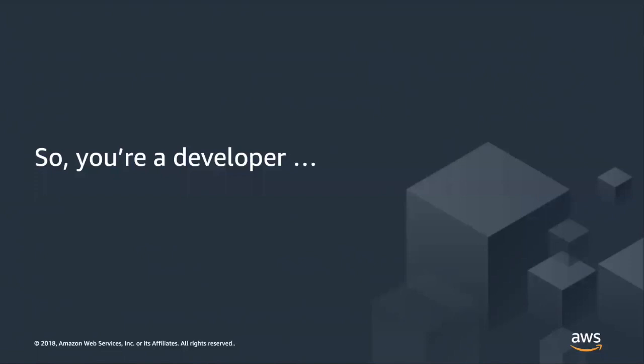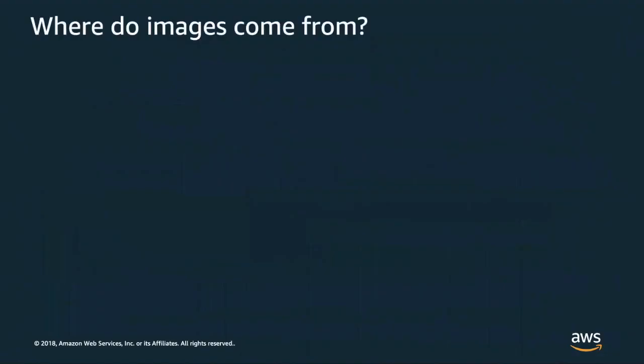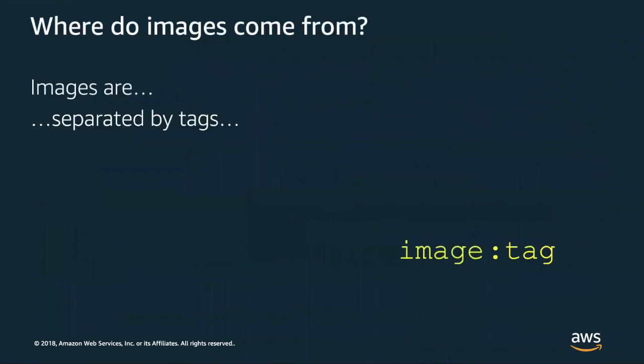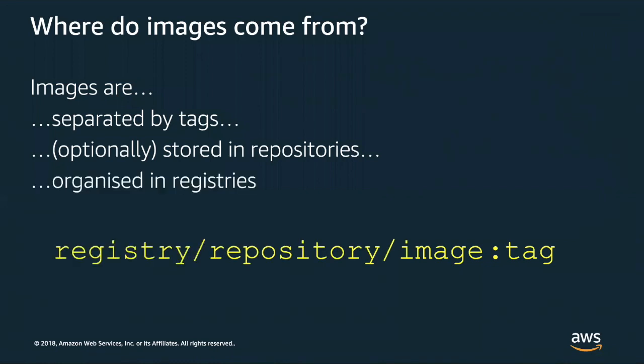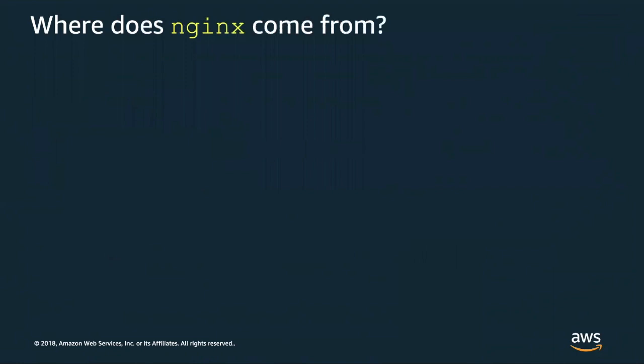So if you're a developer actually putting together a container, what you need to do in AWS isn't that much different to what you would do in any other context, but there's some extra tooling that we can bring to bear. First of all, your base image. Images get identified by tags, they get stored in repositories, and they get organized in registries. Let's take an example here. Let's take a look at an Nginx container.